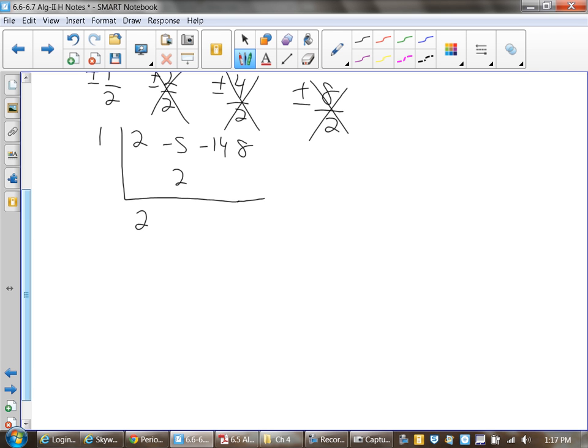Drop the 2. And that doesn't work. I know it's not going to be a 0 there, so I don't even have to add it together, do I? I know 1 won't work. Go to -1.